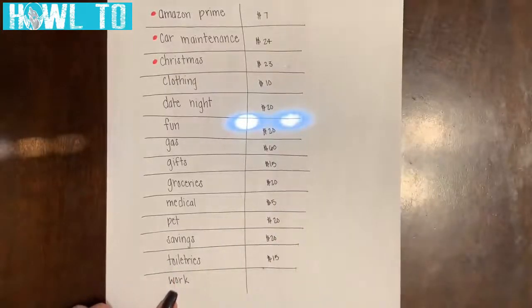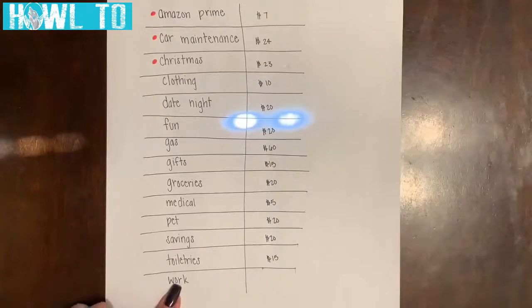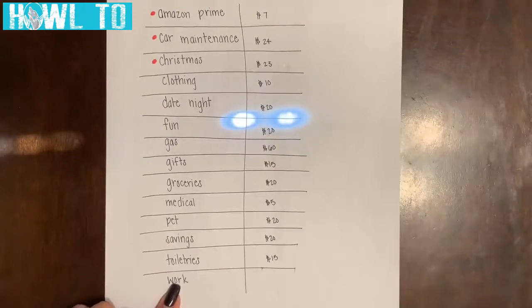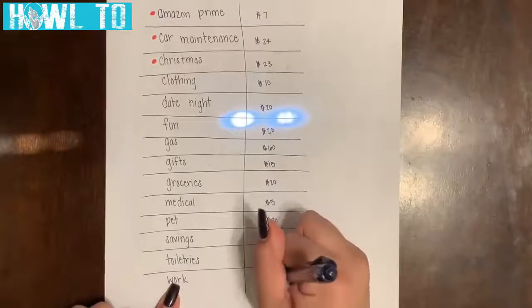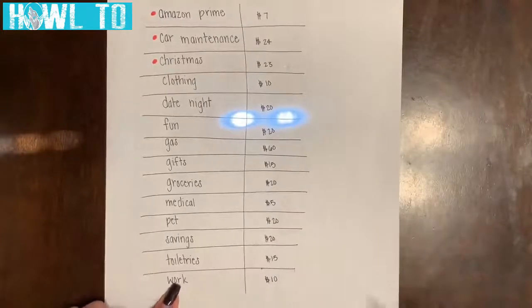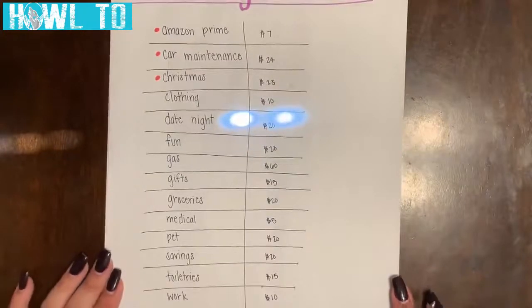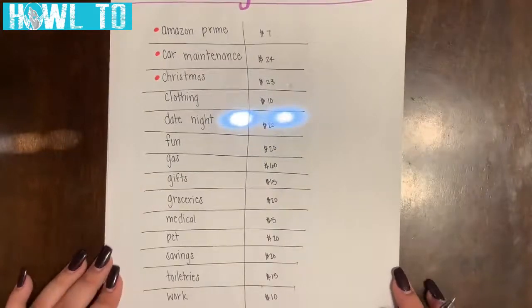If you guys have watched my cash envelope stuffing videos before, you'll know that I do not have a work envelope. My boyfriend, however, does have a work envelope, and that's because he is in construction. So he puts $10 from every check. He gets paid weekly, and that money is used for anything he may need for work, whether it be new tools or anything else, he has that there just in case.